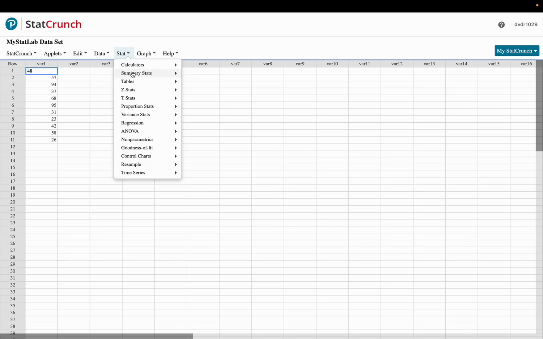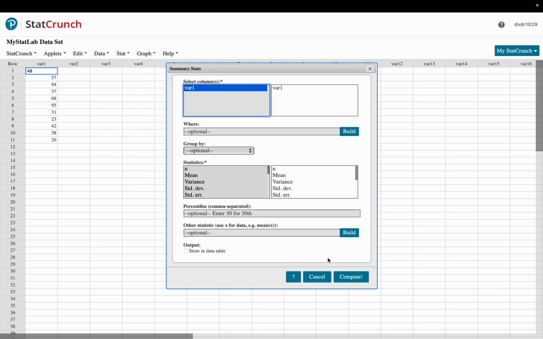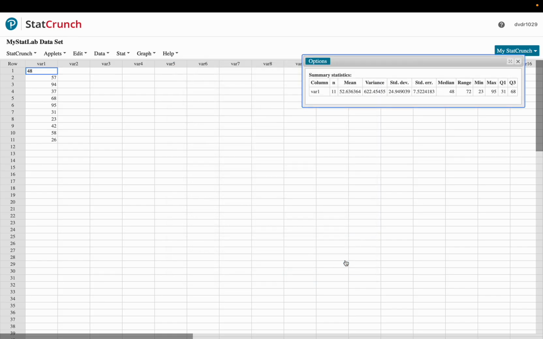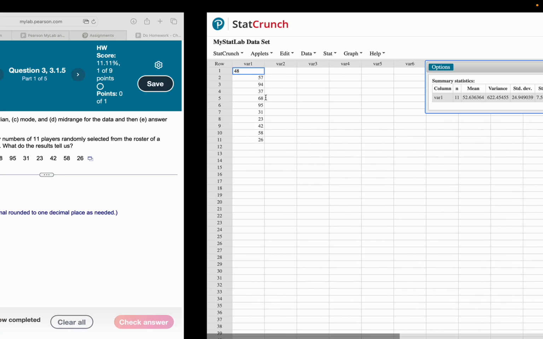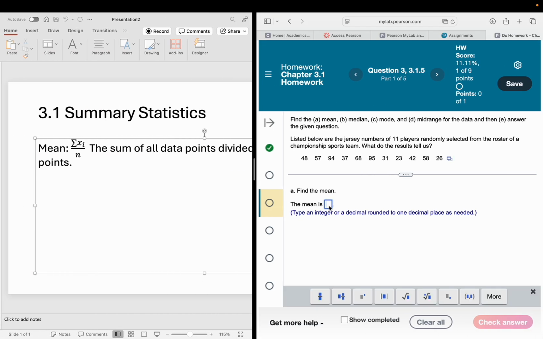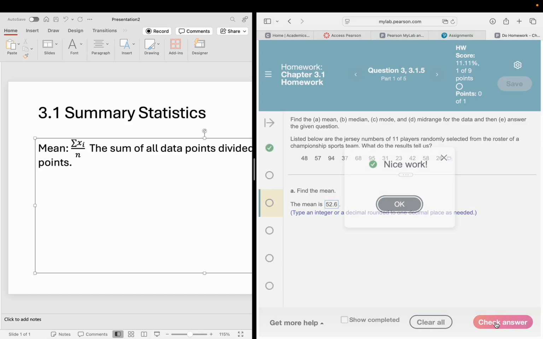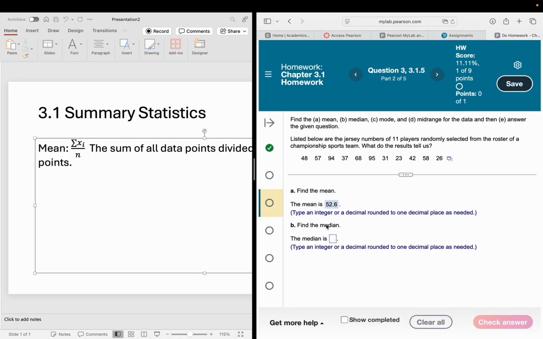and we can say that I just want some summary statistics on a column, right? Because this is a column, it's var1. And really everything here we're probably going to want anyways, so let's just go ahead and compute it. Right there, I can see the mean is 52.636. So 52.6 is one decimal place if I round it. There we go.